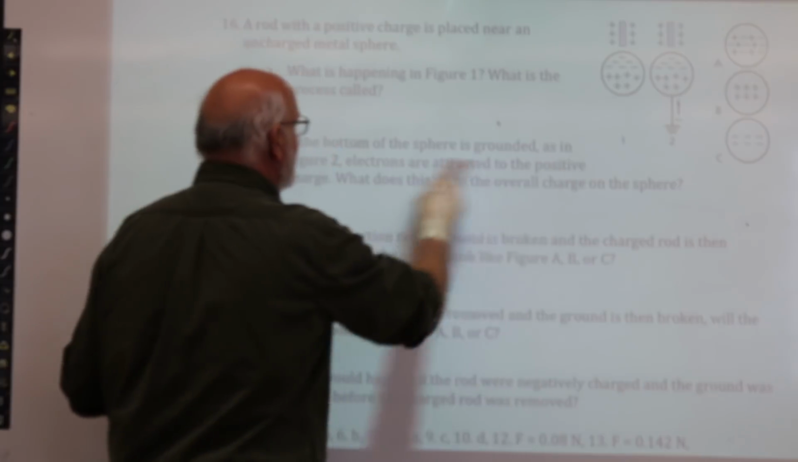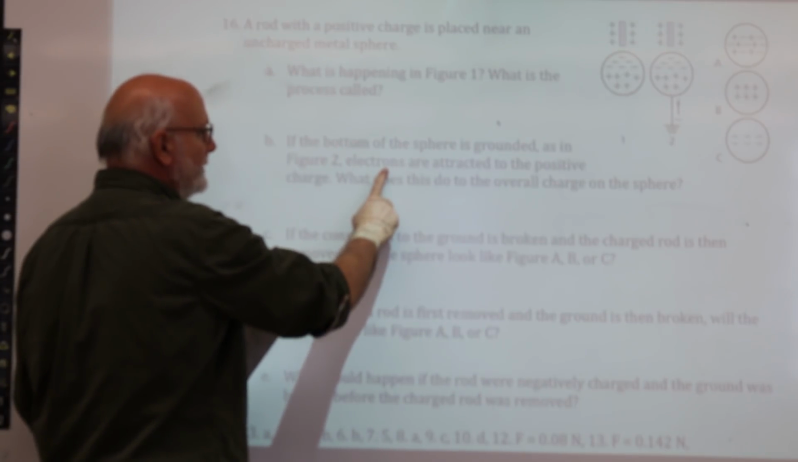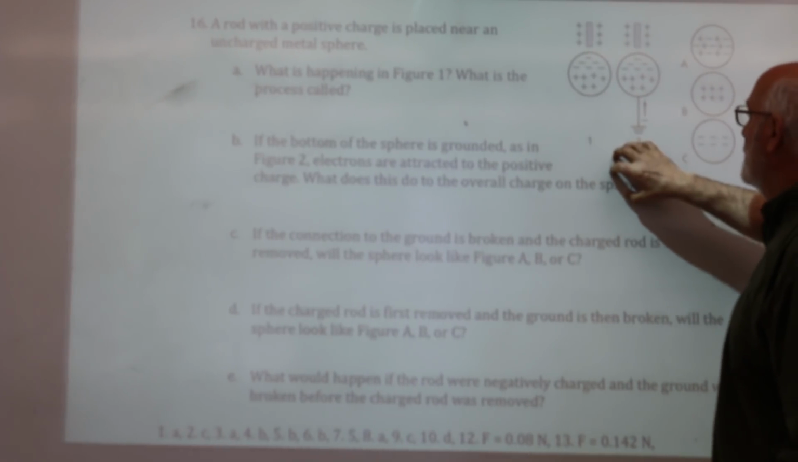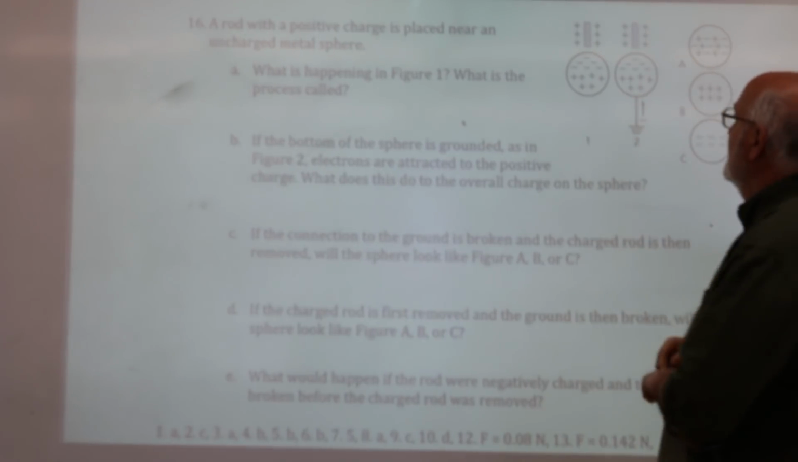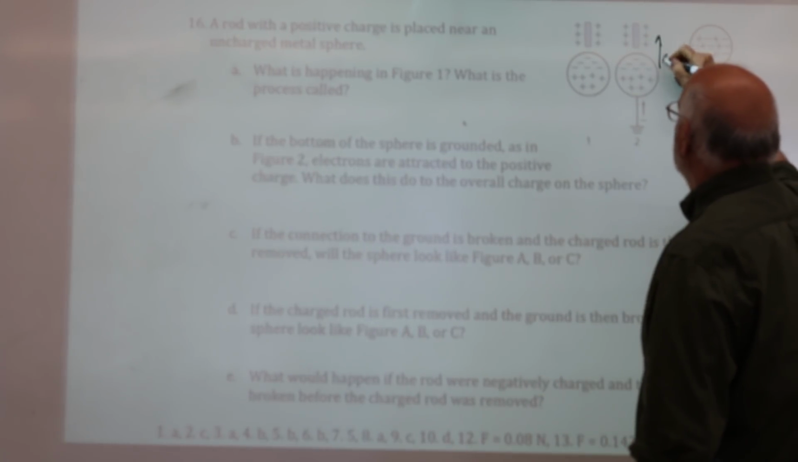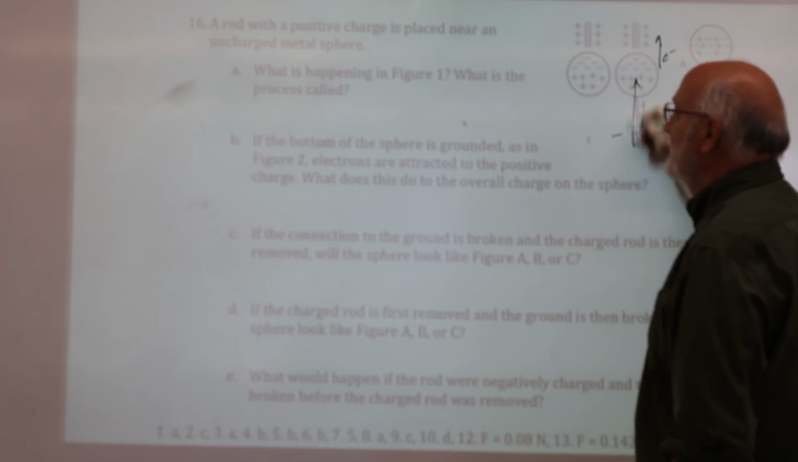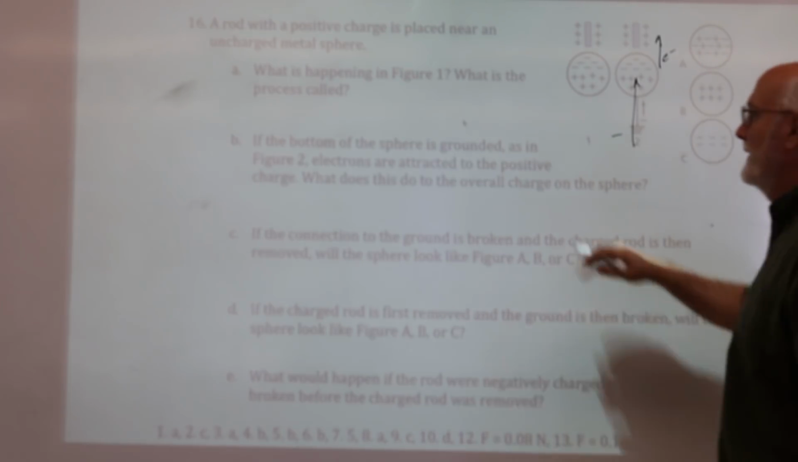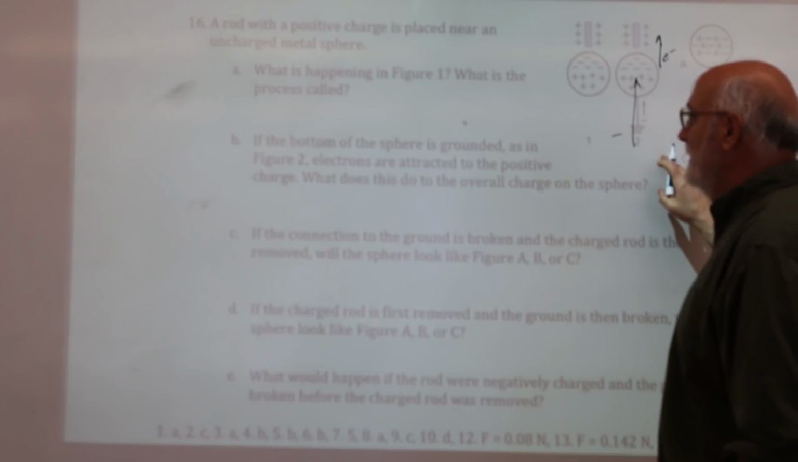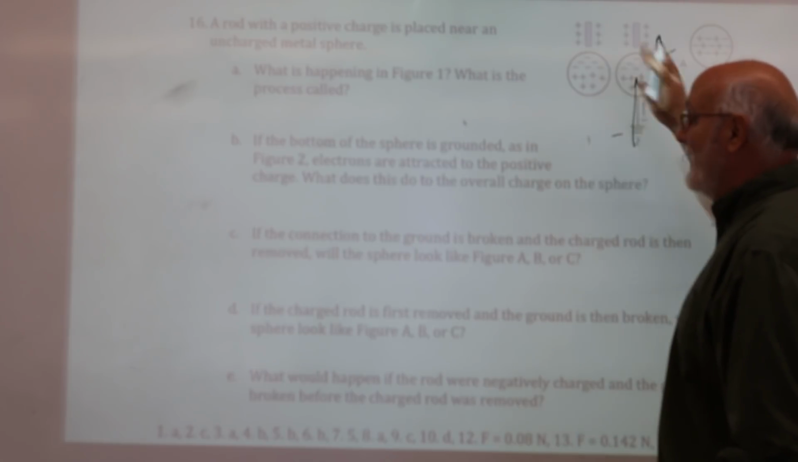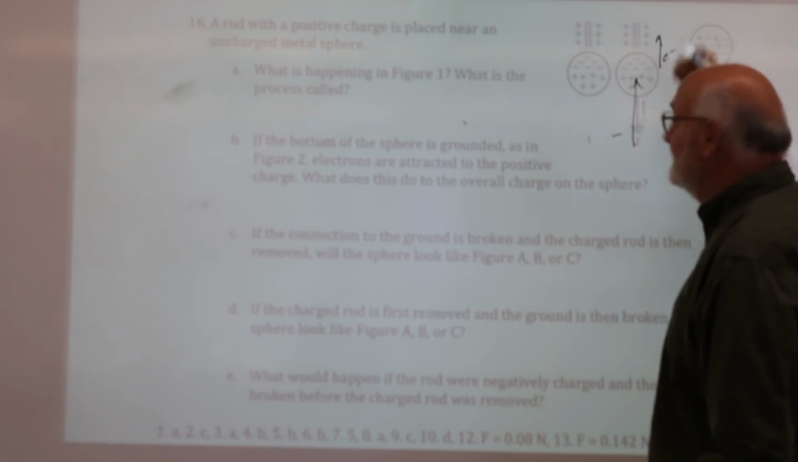If the bottom of the sphere is grounded, as in figure 2. Okay? So here it's grounded. Remember, what grounded means is it's now connected, and so charge can move through it. This guy's saying, bring the electrons to me. Now it can't go across there, but it's going to bring electrons up. So these electrons are going to go through the ground. So if the bottom of the sphere is grounded, as in figure 2, electrons are attracted to the positive charge. What does it do to the overall charge of the sphere? Well, if I'm putting more negatives in there, guess what? It becomes negative.